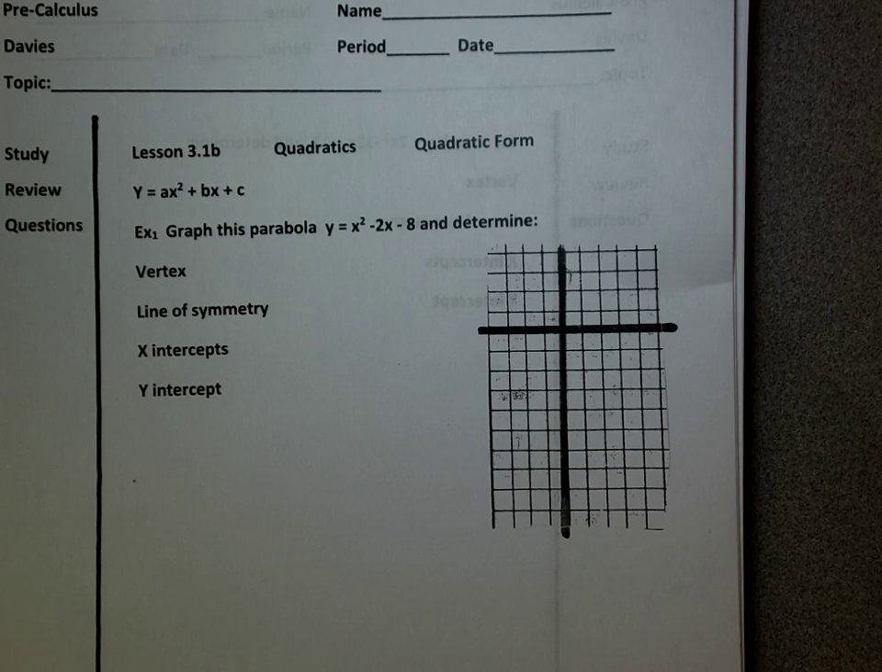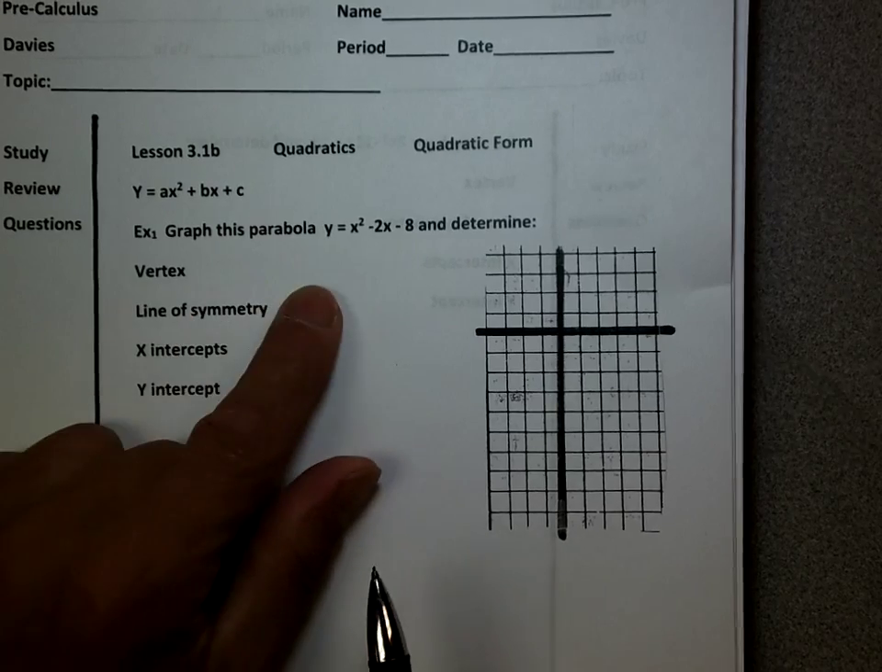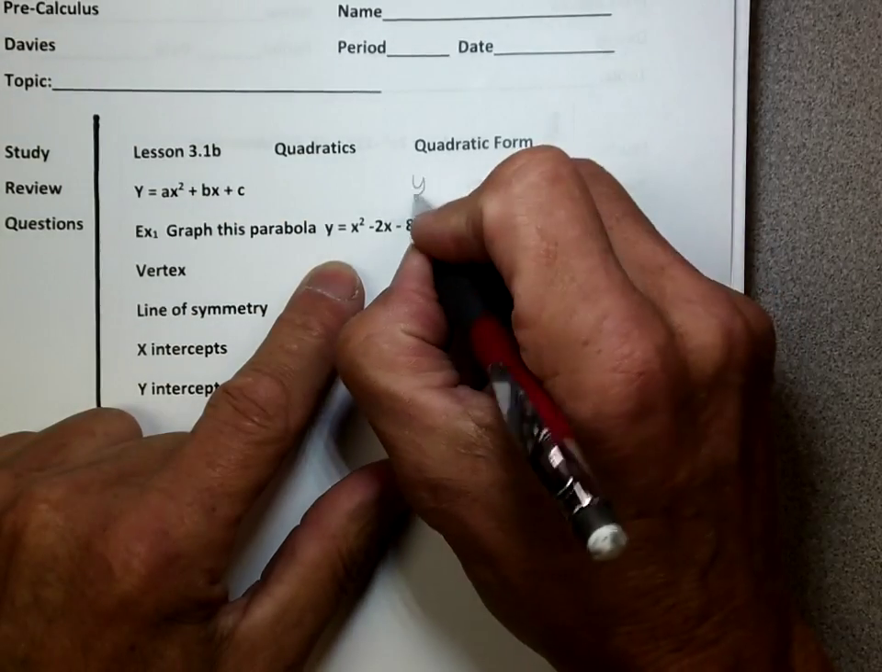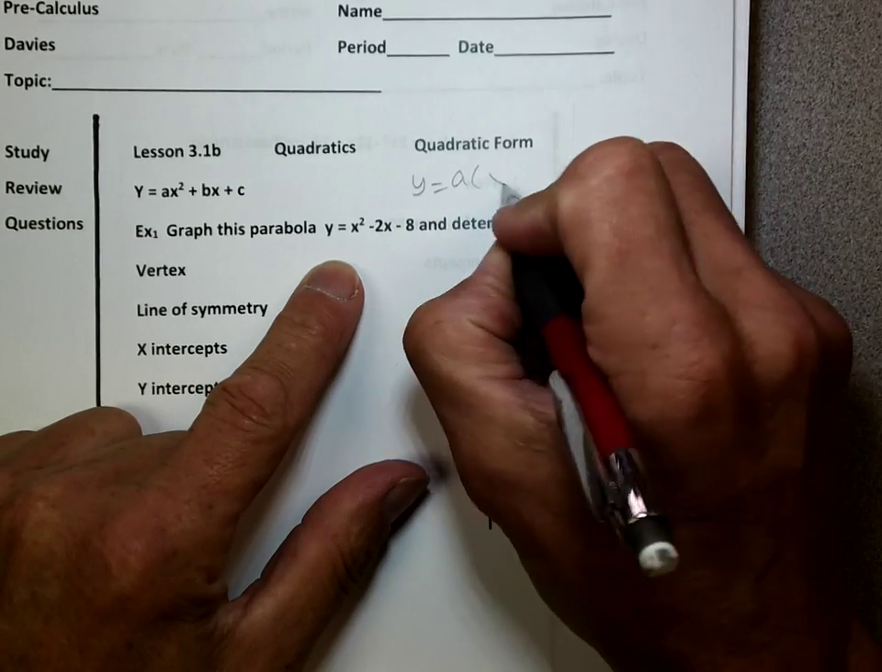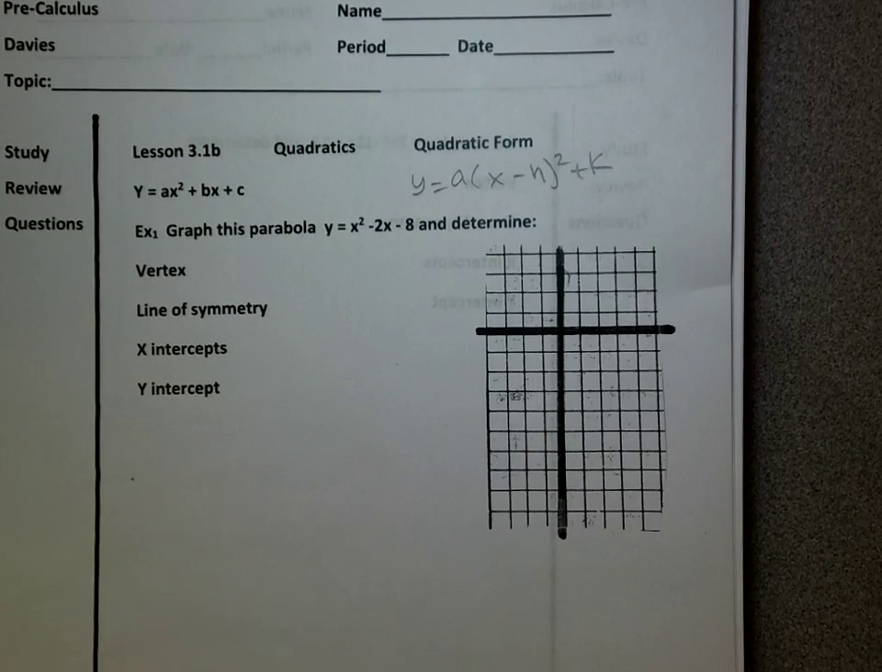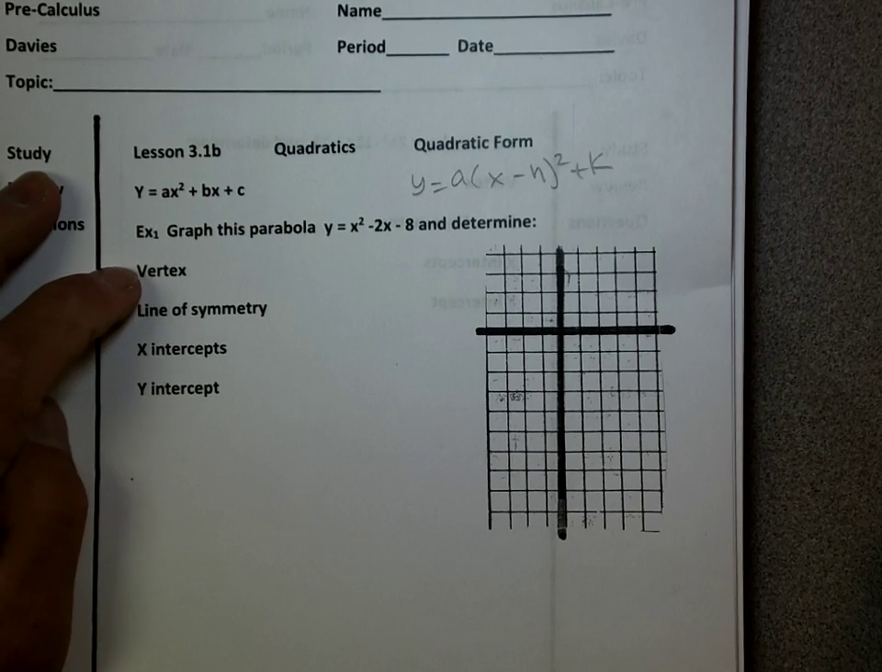Yesterday we talked about graphing parabolas, but they were in a different form: y equals a times (x minus h) squared plus k. Today they're in what I call standard form, or quadratic form as the book calls it. So if we're going to graph this, we're going to need a few things.